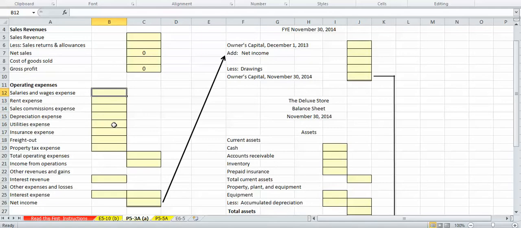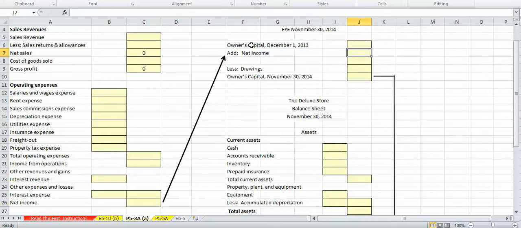So you can enter your operating expenses, and you'll get total operating expenses, which will be the addition of all these together. And you can do a sum function in Excel, the top right hand corner. Then you'll get income from operations, then you add other revenues and gains, and subtract any interest expense, other expenses and losses, and you'll get to net income. Take this figure, and this is going to be the net income figure right here.